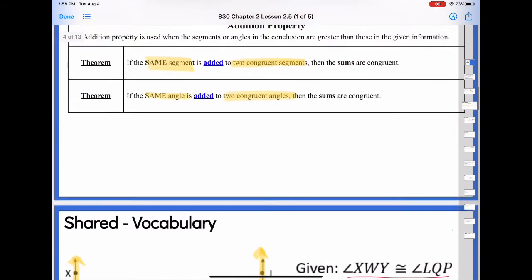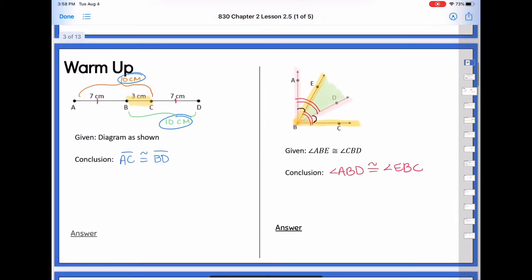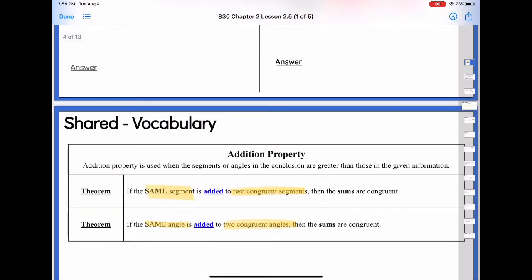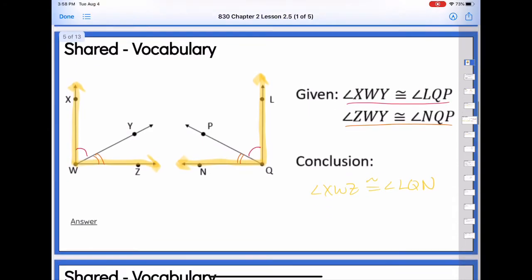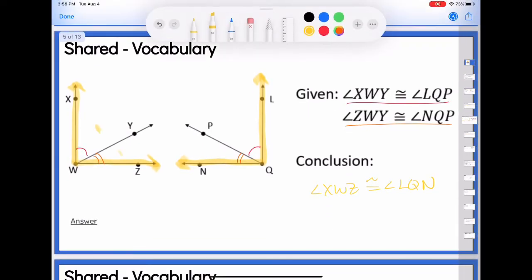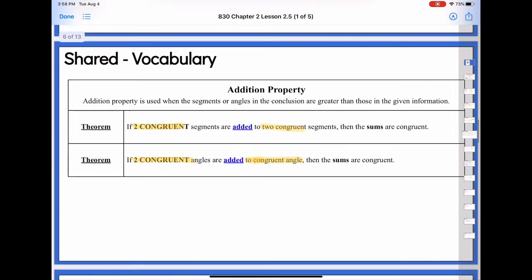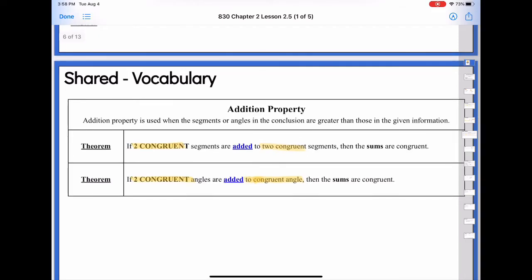So just like in those complementary and supplementary theorems, really take a look. How many things are you talking about? Notice in these first two warm-ups, I had 3 things that I was combining, right? I combined 2, but I only had 3 total. 1, 2, 3 segments. 1, 2, 3 angles, right? That's where I had the same angle or segment added to the two congruent. In this second set, I had 1, 2, 3, 4 total things that I was combining. So be careful that you know which one is which and which one you're using. But there we have some addition properties, right?